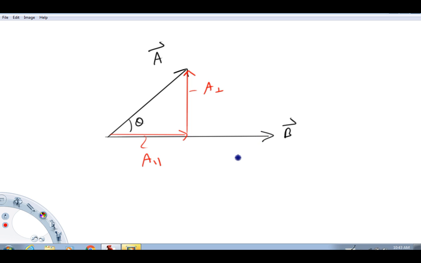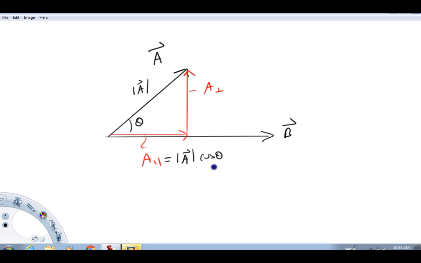You can find that quite easily with the cosine function. This is a right angle. The hypotenuse of that triangle is the magnitude of A. So this projection here, because it's adjacent to the angle theta, is equal to the magnitude of A times the cosine of the angle theta. Again, this is called the projection of A onto vector B.